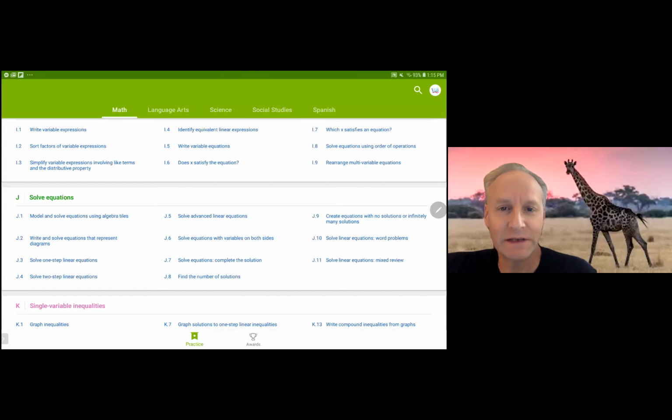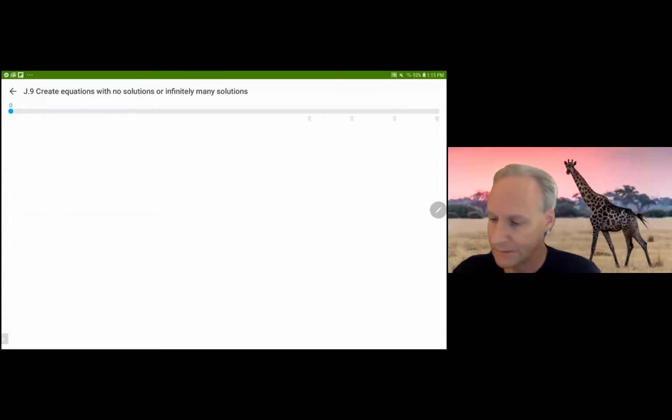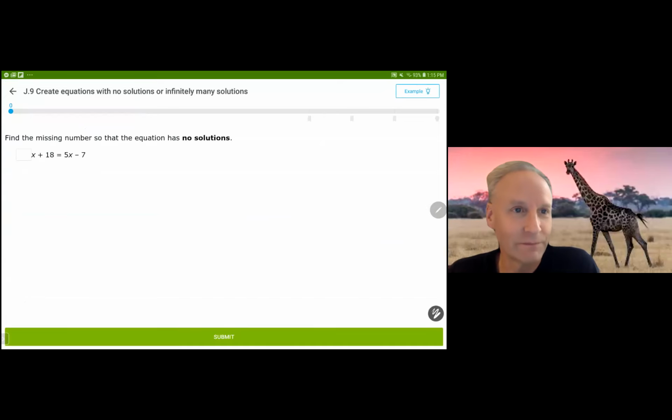J9 says we're going to create equations with no solutions or infinitely many solutions. So I haven't tried it yet. This is going to be a total surprise. So I don't know how it's going to look. We'll find out. So here we go. Let's see what kind of questions they have for us.